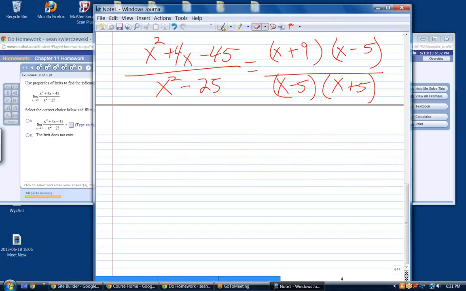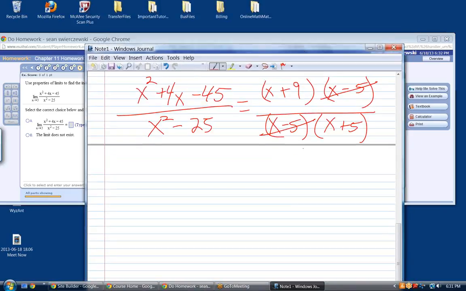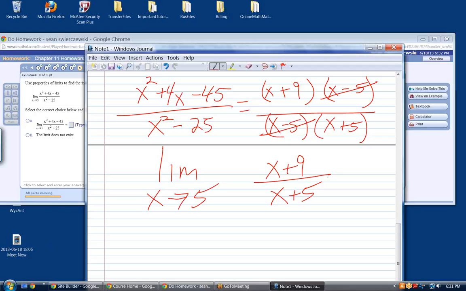Don't need to use it here, because now I can cancel this x minus 5 with this x minus 5, and I'm left now with x plus 9 over x plus 5. And now when I go to evaluate this limit, it's not going to be 0 over 0 anymore. It's going to be 14 over 10. There's the limit. Oh, so you substitute it straight in. Yep. In other words, once you've canceled what you can cancel after you factor, you'll be able to substitute straight in and come up with a number.